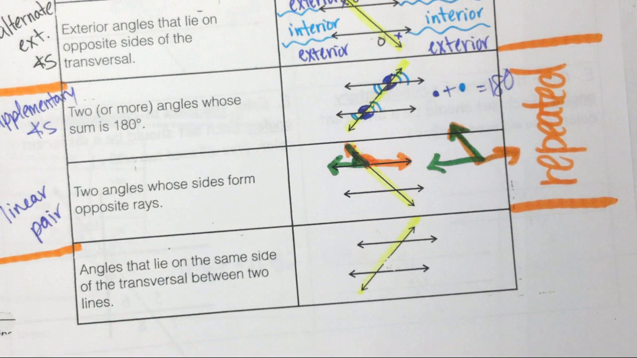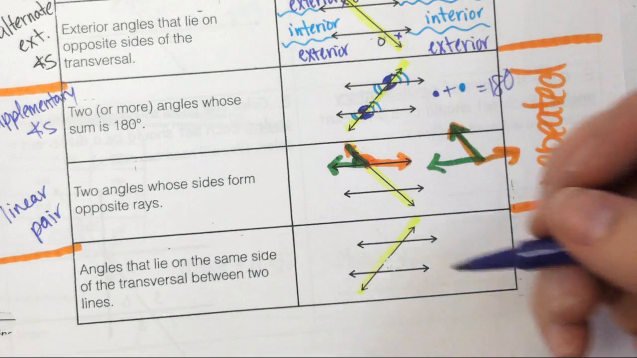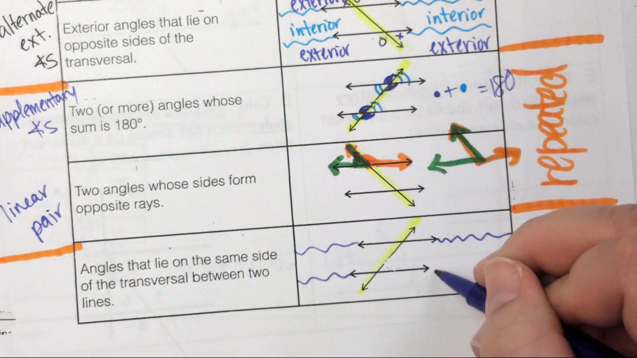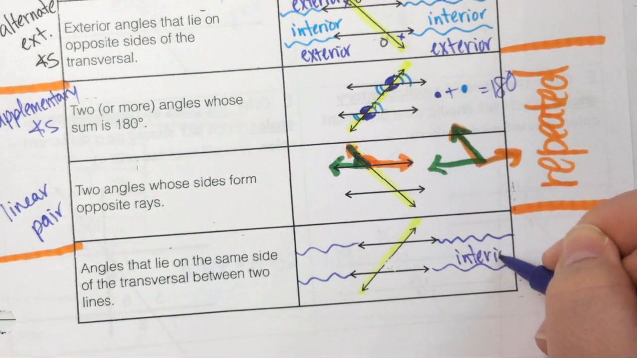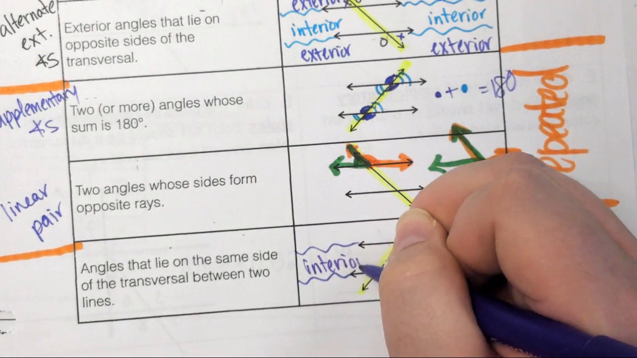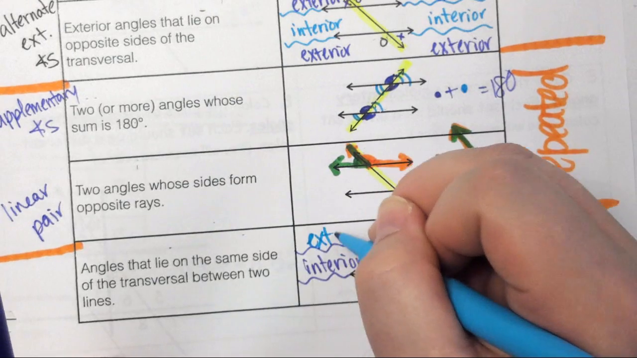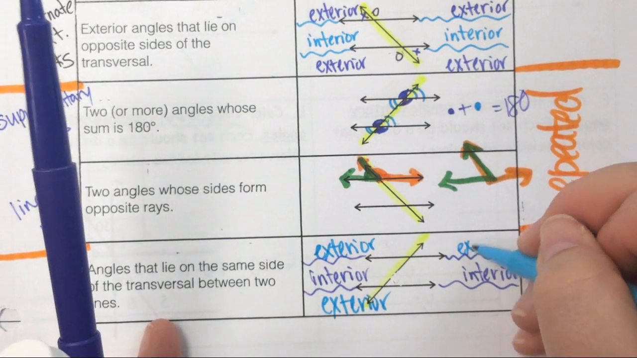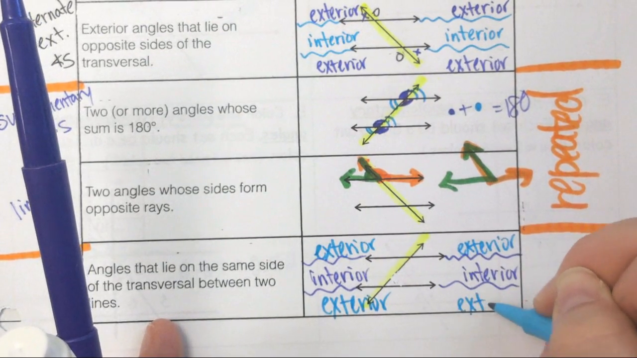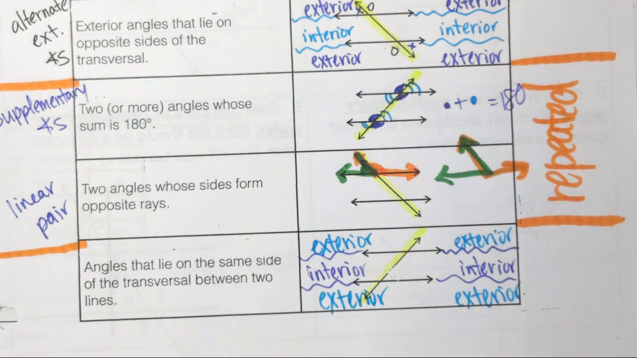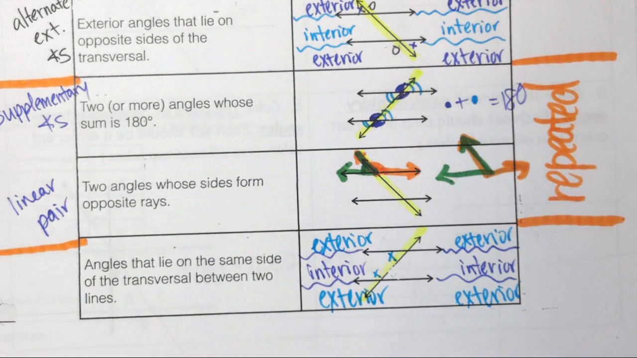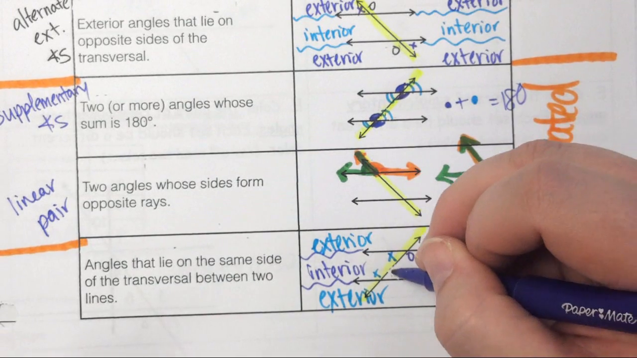Okay, and then our last new one says angles that lie on the same side of the transversal between two lines. So same side of the transversal between two lines means they're on the interior. So if I draw my areas again, interior, interior, exterior, exterior. So same side of the transversal between two lines. So that means they're on the inside and they're on the same side of the yellow line. So those two X's go together and these two circles go together.